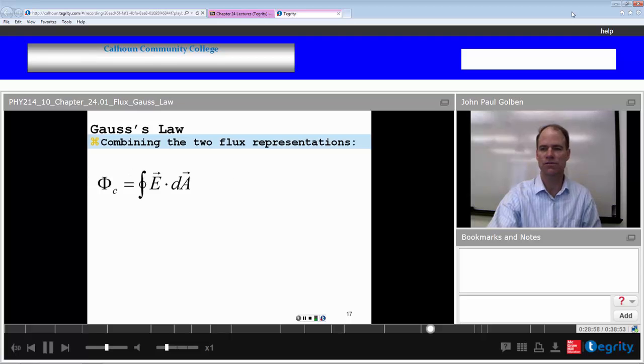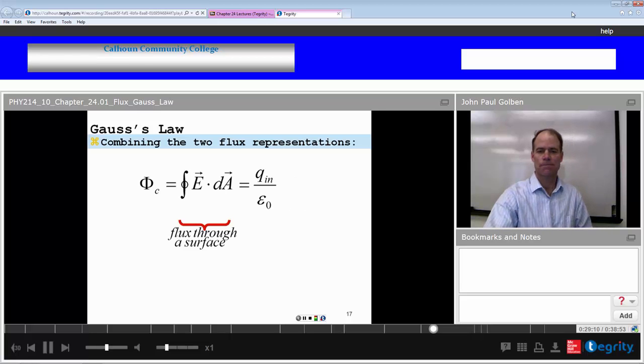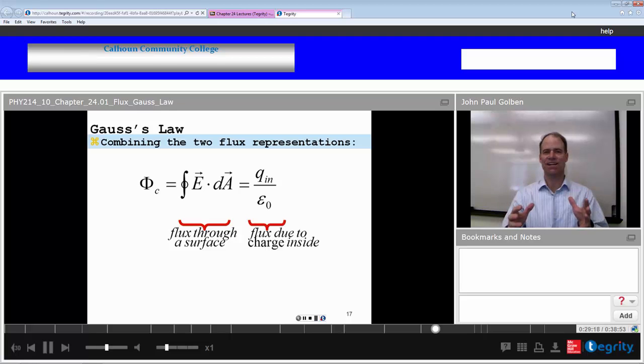We had 2 flux representations. We said that if we had a surface, the flux is equal to the E field dotted with the area vector everywhere on that surface. And we said that if a closed surface encloses a charge, the flux is proportional to the charge inside.